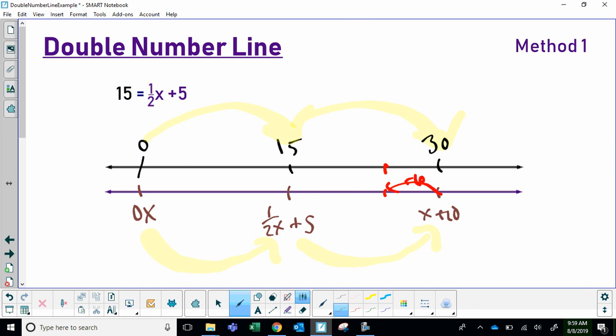So x plus 10 minus 10, that would just be x. That's where x lives. And 30 minus 10 is 20. And there we found it, that our x value is 20.